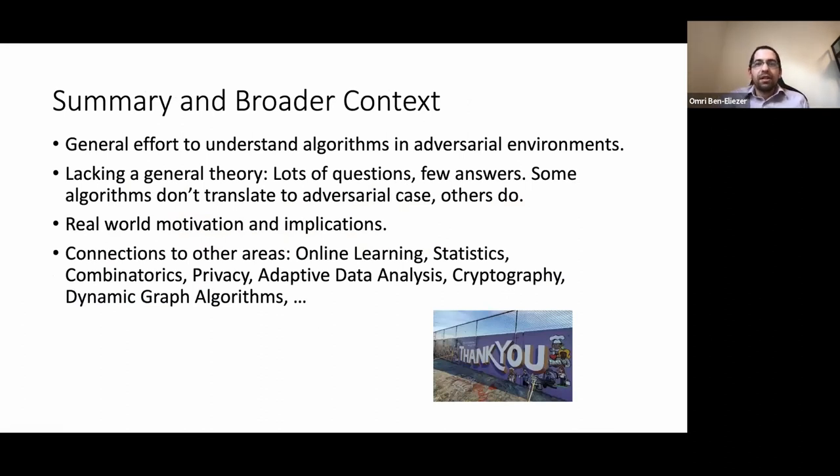Just to summarize, there's a general effort in the last one or two years to understand algorithms in adversarial environments. I would say we still lack a general theory. There are many questions that we don't understand too well. Some existing algorithms do translate to the adversarial case. Some don't. We need measures to understand what works and what doesn't.